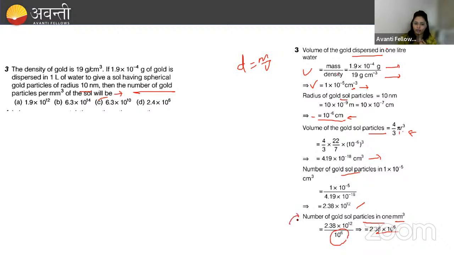So this was an extra question. Okay, in mm cube the answer was asked here. That's why I have written that in this form. Otherwise, up to this step, 2.38 into 10 raised to 12, it can also be asked up to this. Okay. So here the answer will be what? 2.38 into 10 raised to 6. That is what? Option D. Okay, option D will be the answer.